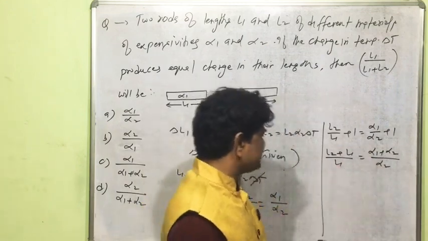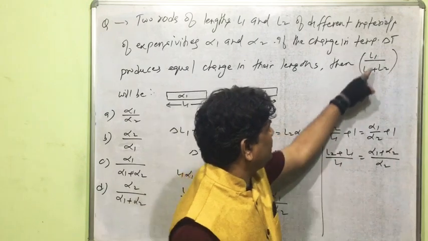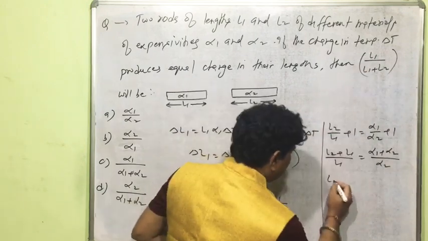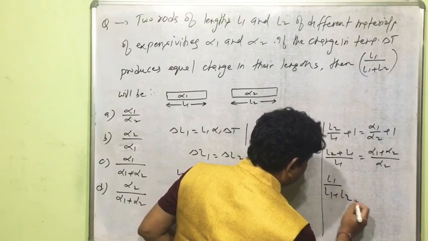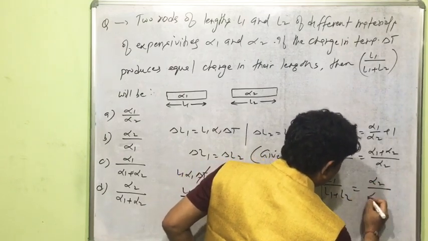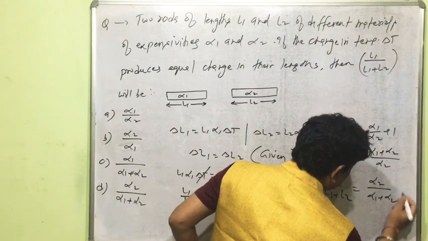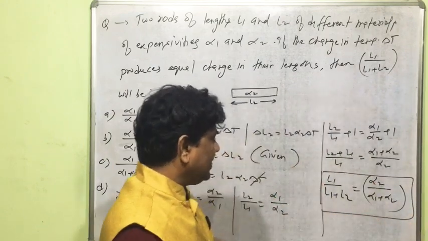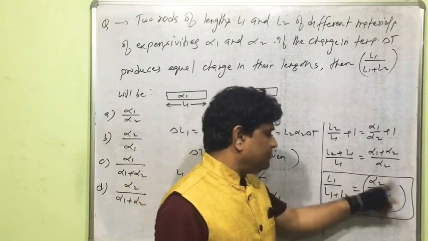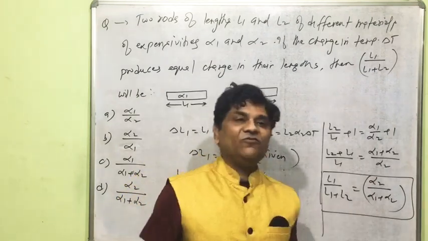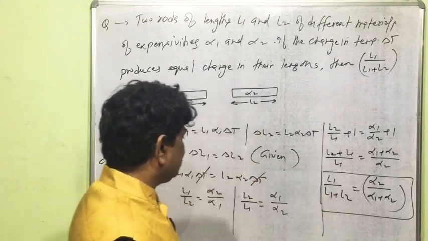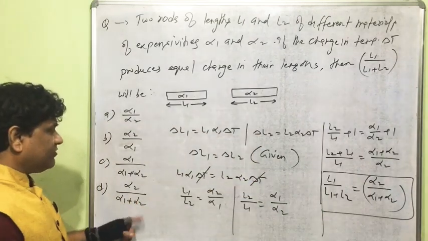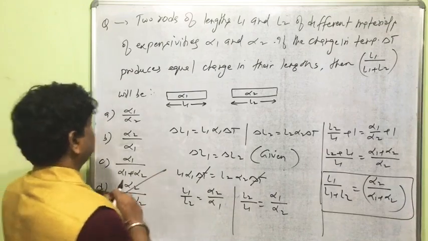But again, this is not asked here. The asked part is L1 by L1 plus L2. So we can convert it into this: L1 by L1 plus L2 is equal to alpha 2 by alpha 1 plus alpha 2. This is the required part of the question. So the right answer of our question is alpha 2 by alpha 1 plus alpha 2.